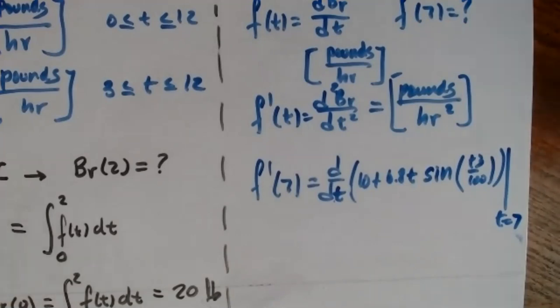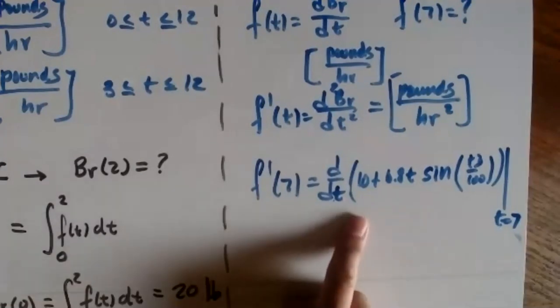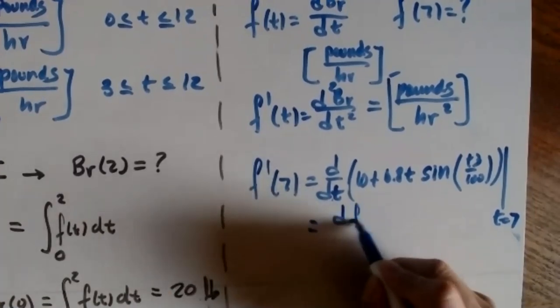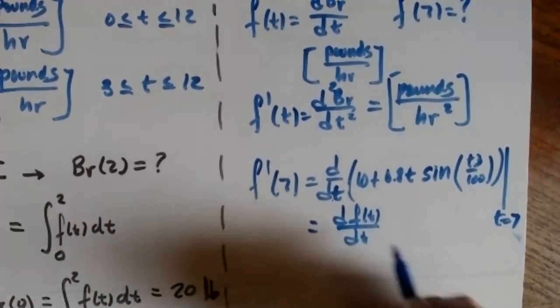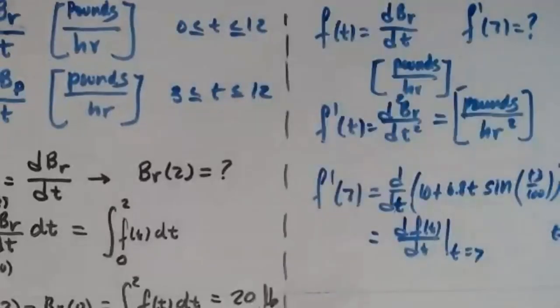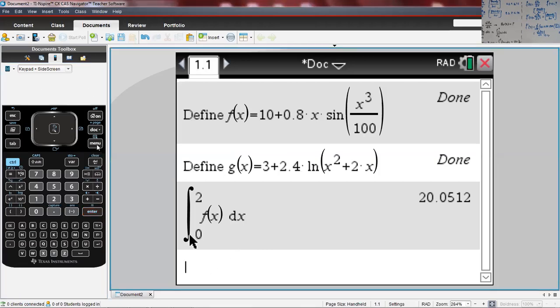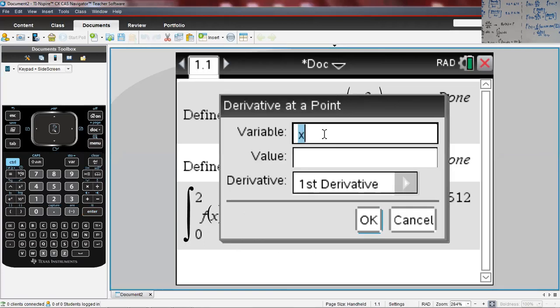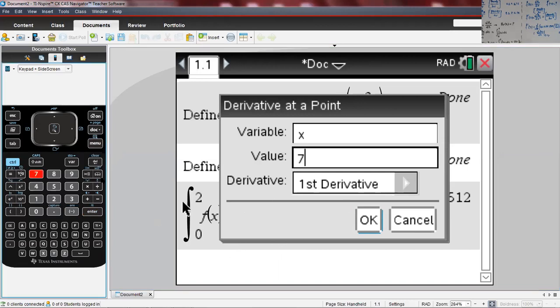So we use the calculator for this. This is really d of f of t dt at t equals 7. That's why I wrote this function in the memory, so I don't have to type it again. Just here, I'm going to take Menu, Calculus, Derivative at a point. Variable x, value: what value do we want? 7. I'm going to put here 7.